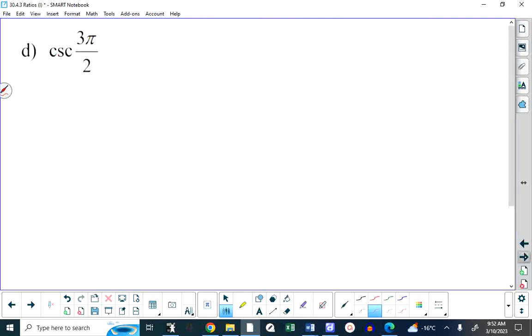Let's try one more. Cosecant of 3 pi over 2. I'm not going to write this down, I'm just going to talk it out. Cosecant is the reciprocal of sine. On the unit circle, sine is y. That means cosecant is the reciprocal of y. We need to look on the unit circle at 3 pi over 2, look at the y coordinate and take the reciprocal of it.